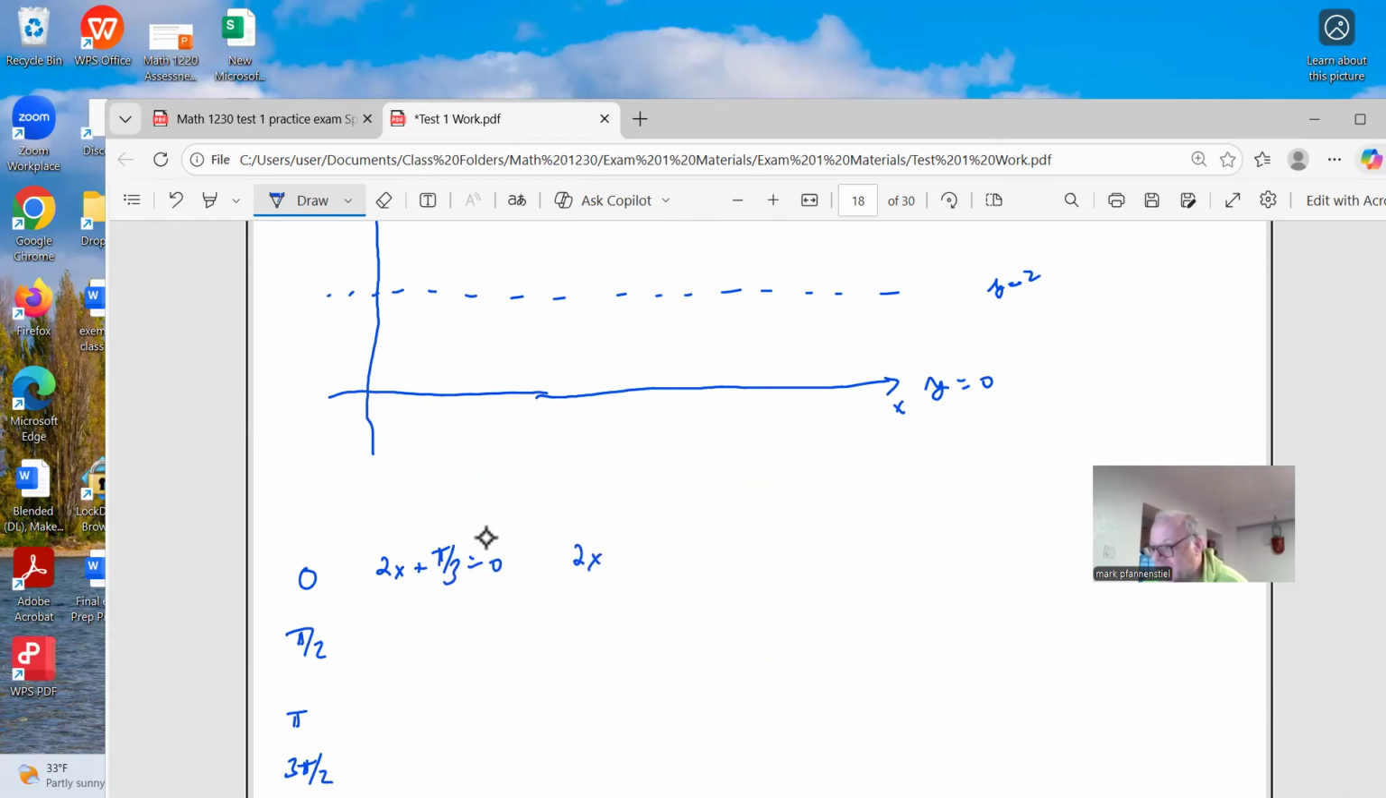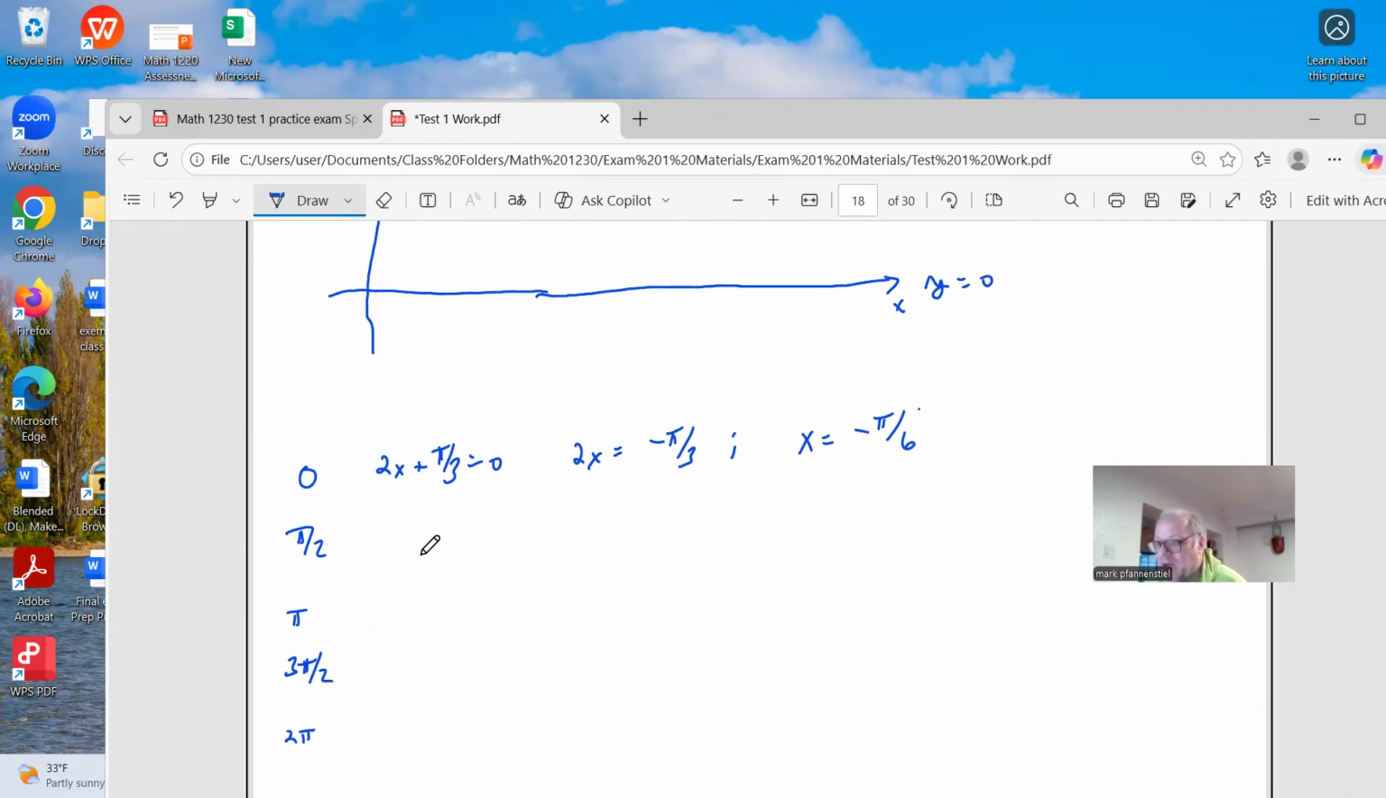So that's 2x is equal to negative pi over 3, right? Well, subtracting pi over 3 from both sides, and then dividing by 2, we'll say that x equals negative pi over 6, right? That's going to be my phase shift, by the way, a pi over 6 to the right. Okay.